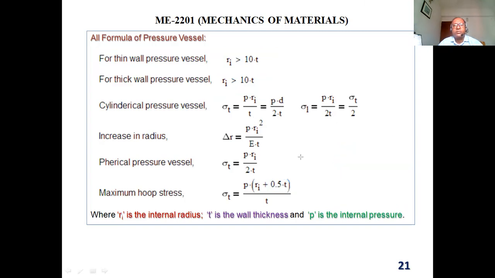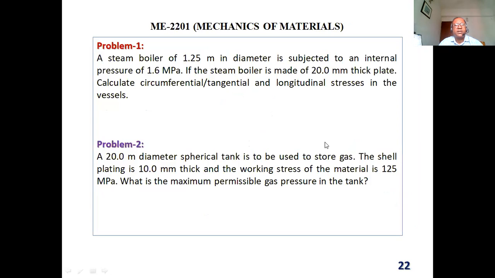Now we'll solve a problem. Problem number one. You see, it's a steam boiler. It doesn't say it is a pressure vessel. This is the diameter, that means from here you are getting R. Subject to an internal pressure of 1.6 megapascal. It clearly says internal pressure, so this data gives you the value of P.